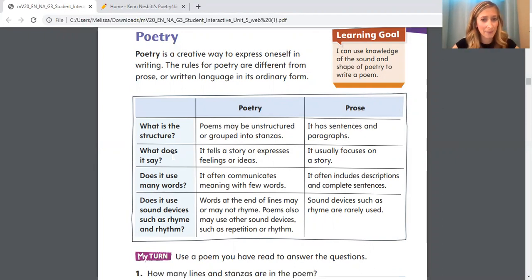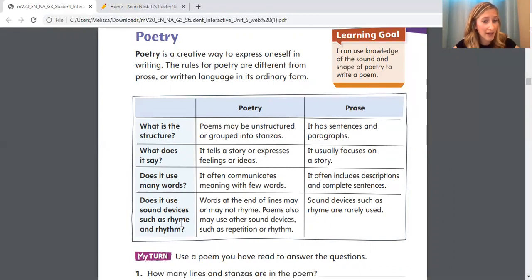Well, what does it say? Poetry tells a story or expresses feelings or ideas. Prose usually focuses on a story. Does it use many words? In poetry, it often communicates meaning with few words. You can say a lot with just a little. In prose, it often includes descriptions and complete sentences. Get that, you guys. When you write a poem, do you even need a period? You don't. You don't need punctuation at all if that's the way you want to write your poem.